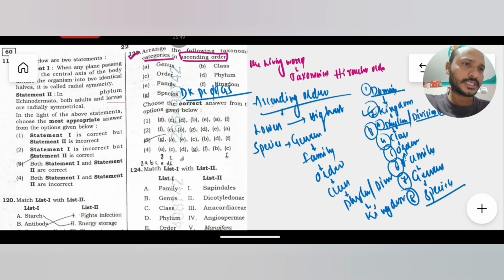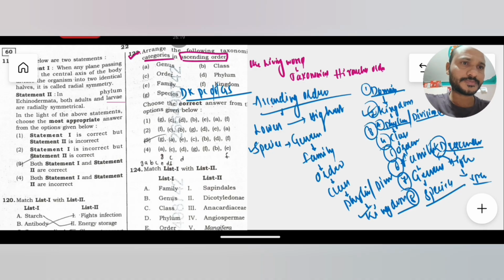From lowest to highest, this type of order is called ascending order, so we have to choose in this format. If they are asking for descending order, then we need to write this hierarchical order from highest to lowest. Highest here is kingdom, lowest is species. Hence species is the basic unit of classification.